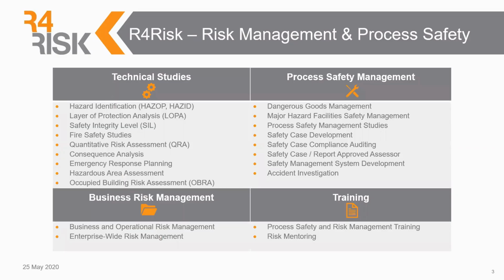So here's just a bit of an overview slide of the services that R for Risk offer. We are a risk management and process safety company that offer these kind of technical studies, process safety management, business risk management, as well as training on a lot of the technical aspects that we do, such as HAZOP and LOPA. And we provide these services predominantly to our clients in Australia, but we have had some clients from overseas as well.